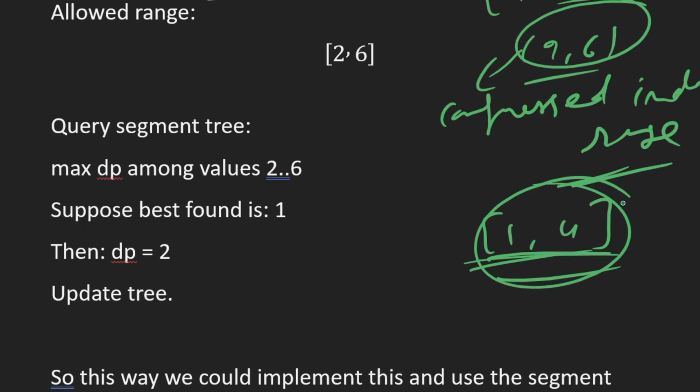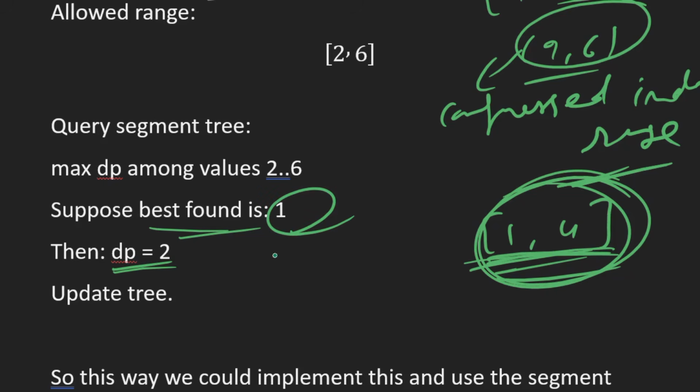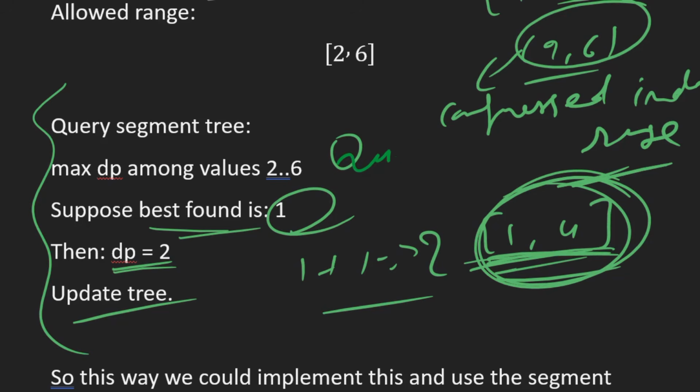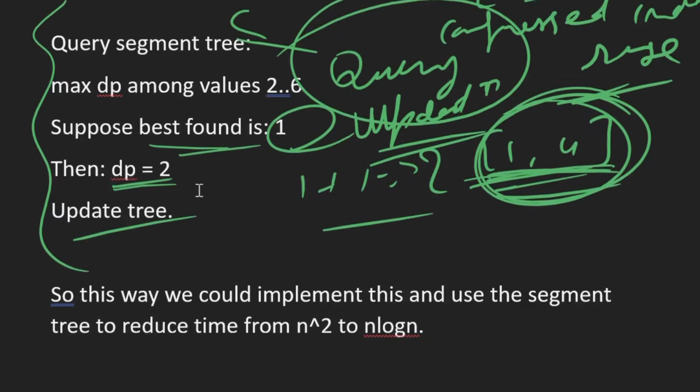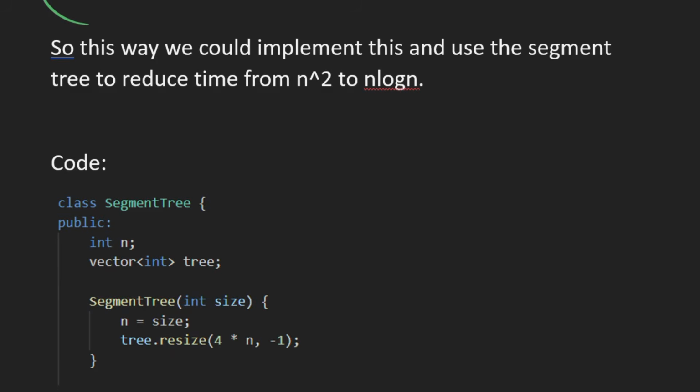So now we'll query the maximum dp value in this range. And now suppose we get the best answer as 1, then we mark dp as 1 plus 1, that is 2, and then update our tree. So this way we'll do the query part and we'll do the update part. If you don't know about segment trees, I have already made a video on segment trees. You can watch that video and you'll get it. So this way, using a segment tree we could implement the solution and reduce our time from n square to n log n, right?